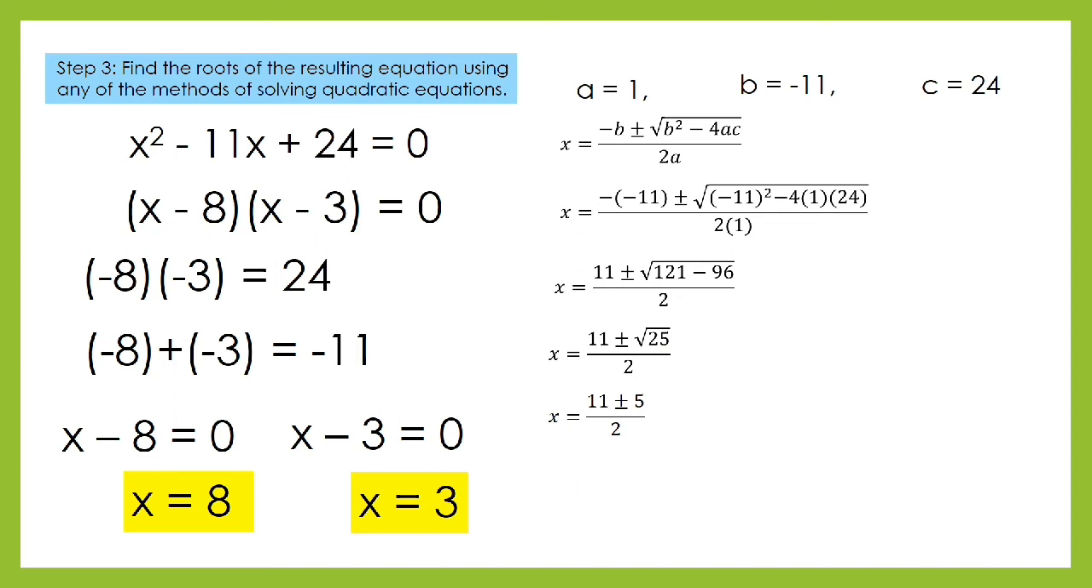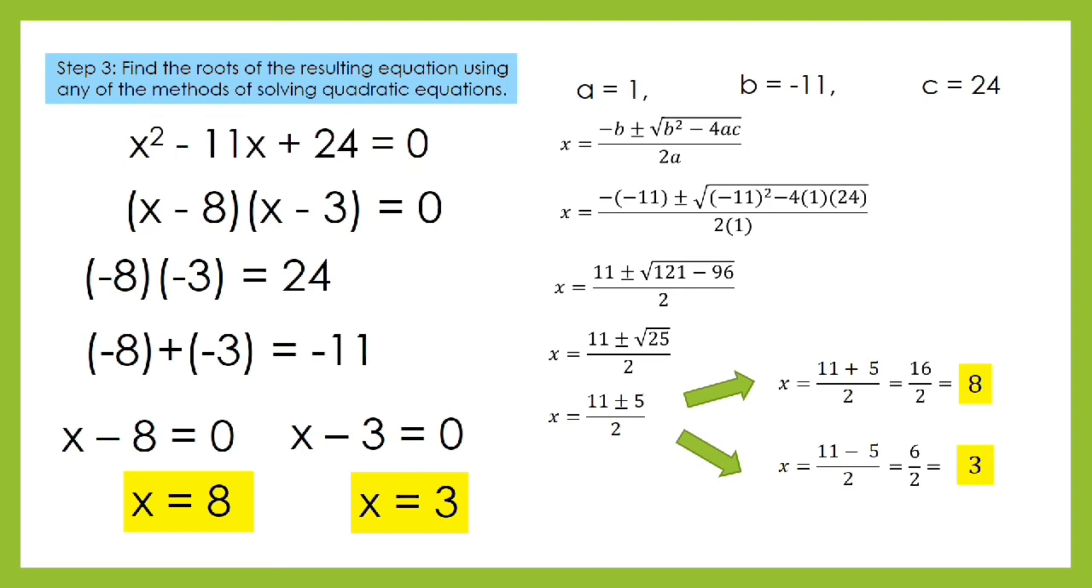Let's separate the positive and negative result. First one is x equals 11 plus 5 all over 2. The other one is x equals 11 minus 5 all over 2. Then solve for x. Unahin natin itong positive result. 11 plus 5 is 16 over 2. 16 divided by 2 is 8. Next, 11 minus 5 all over 2. 11 minus 5 is 6 over 2. 6 divided by 2 is positive 3. Gamit ang quadratic formula, nakuha natin ay 8 and 3. Parehas lang, 8 or 3.